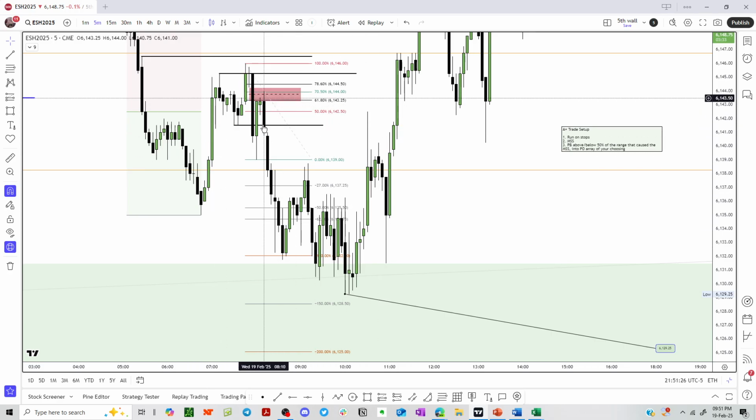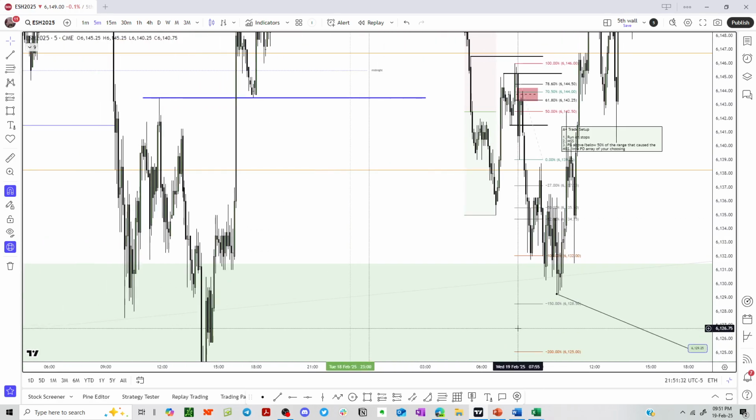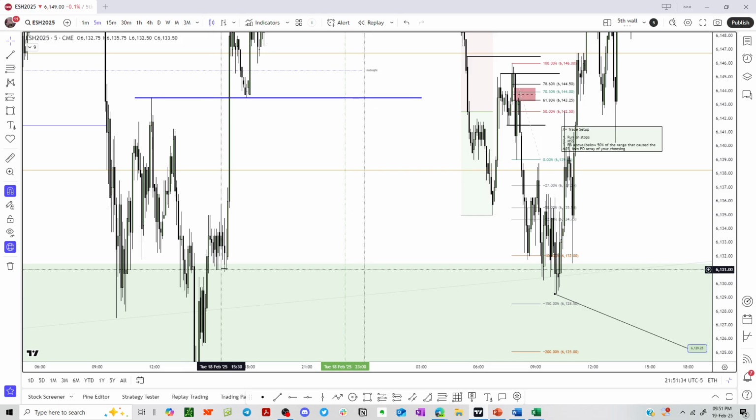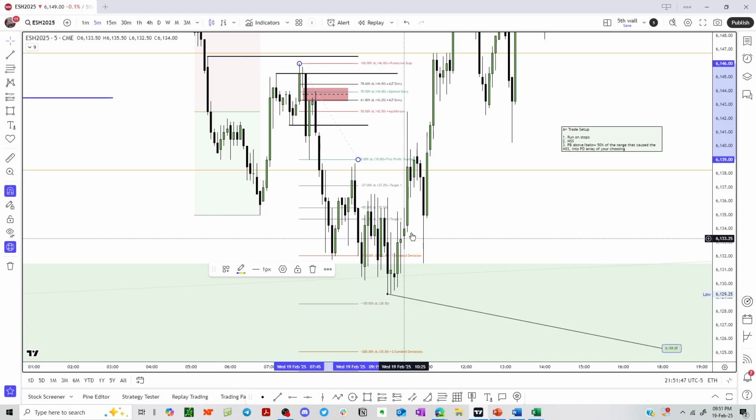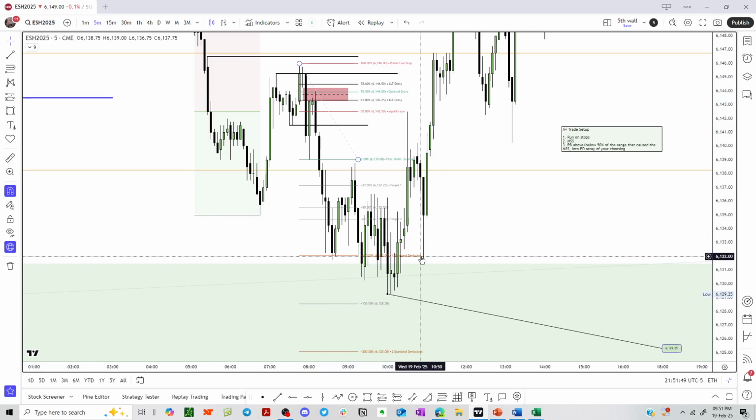So boom, first target, second target, and you're targeting these swing lows over here on this fair value gap. That would have been your third target. And we have one standard deviation as a target.